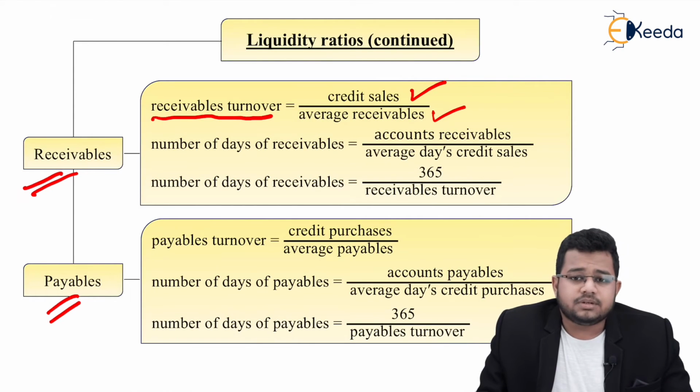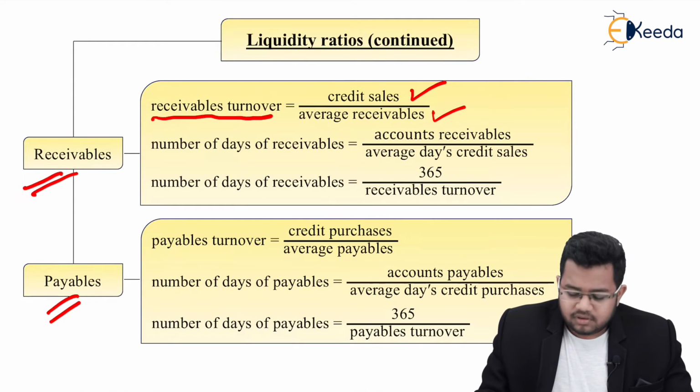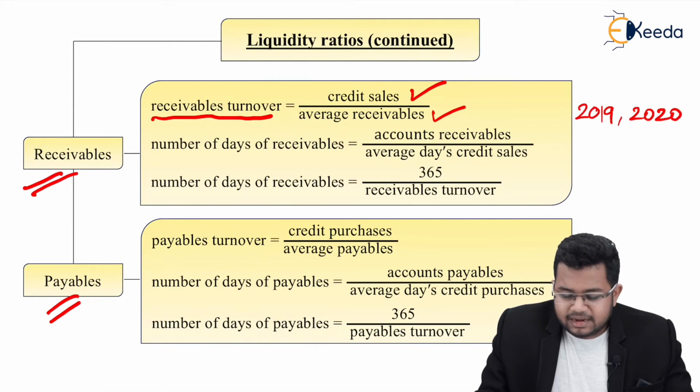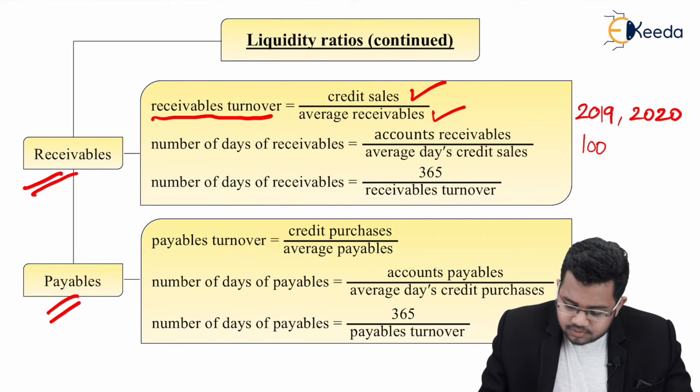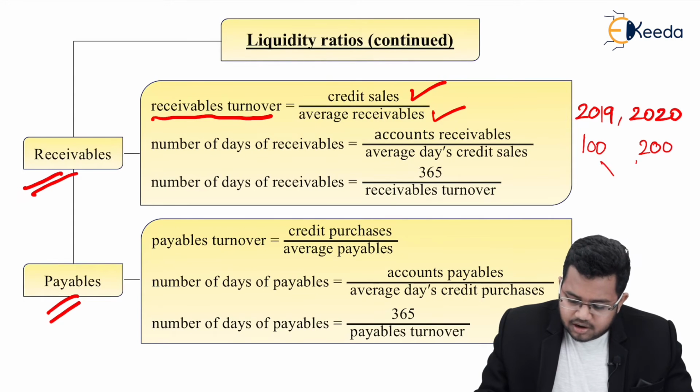Divide by average receivables. What is average receivables? If you have balance sheets of 2019 and 2020, let's say at the end of 2019 your receivables were 100 and at the end of 2020 your receivables were 200. Opening is 100, closing is 200. What will be the average? 100 plus 200 divided by 2, which is 150. This is nothing but my denominator here, average receivables.